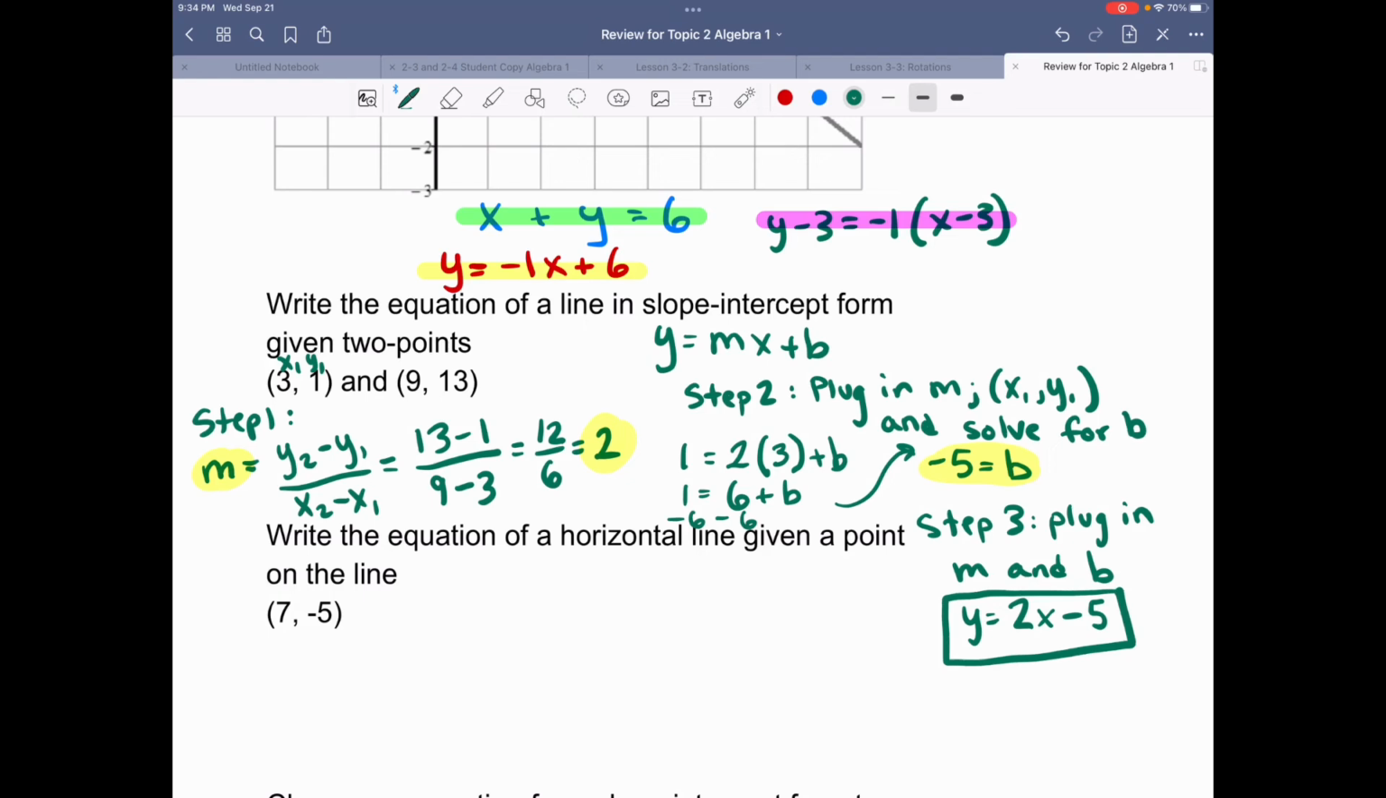And finally, we are finished. And that was how you write the equation of a line in slope-intercept form given 2 points. There were 3 steps.